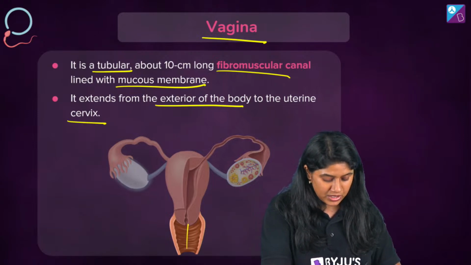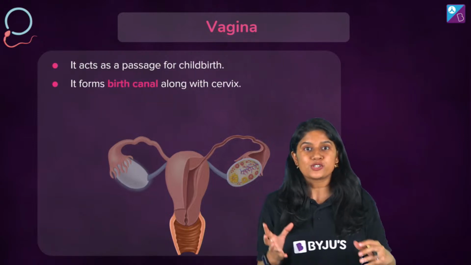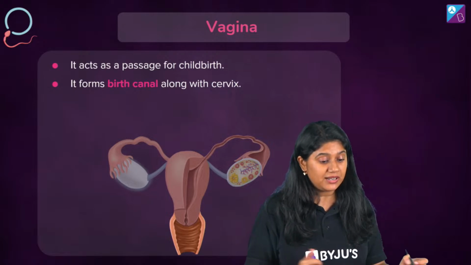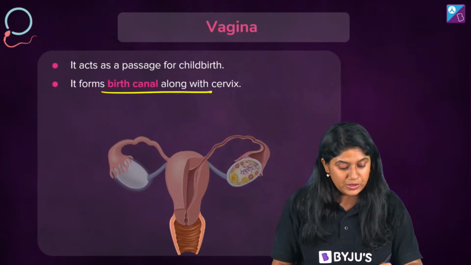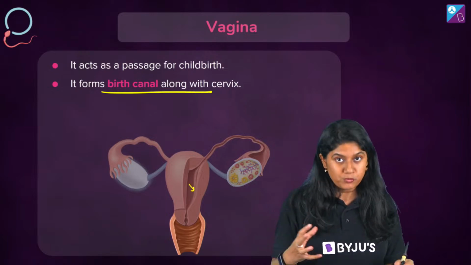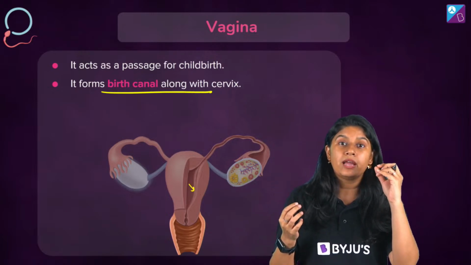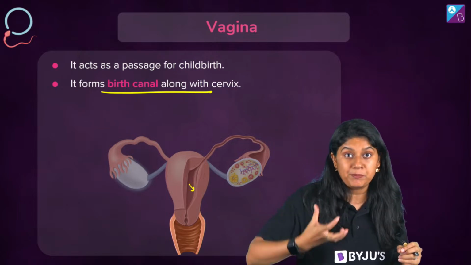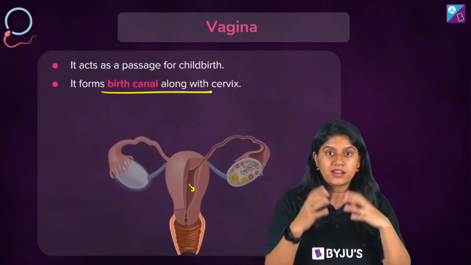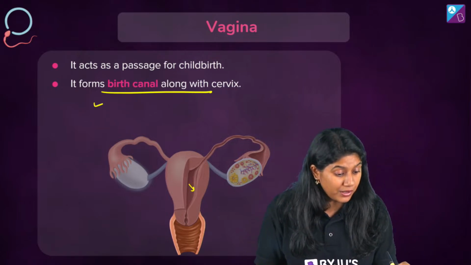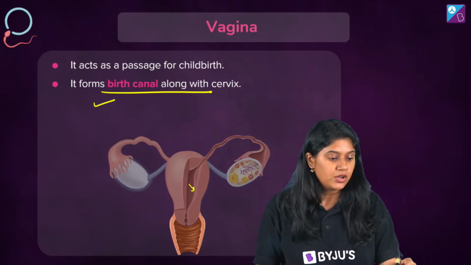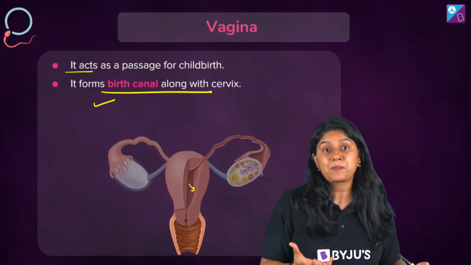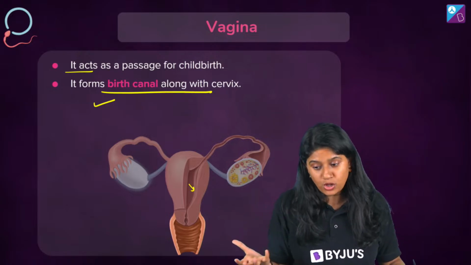Over here we can see, it is also called the birth canal along with the cervix. This is a very important piece of information. We know that the uterus is also called the womb, where we see the implantation happening and the development of the fetus. Where the birth canal, we will have the vagina and the cervix all together. So the vagina acts as a passage for childbirth also.